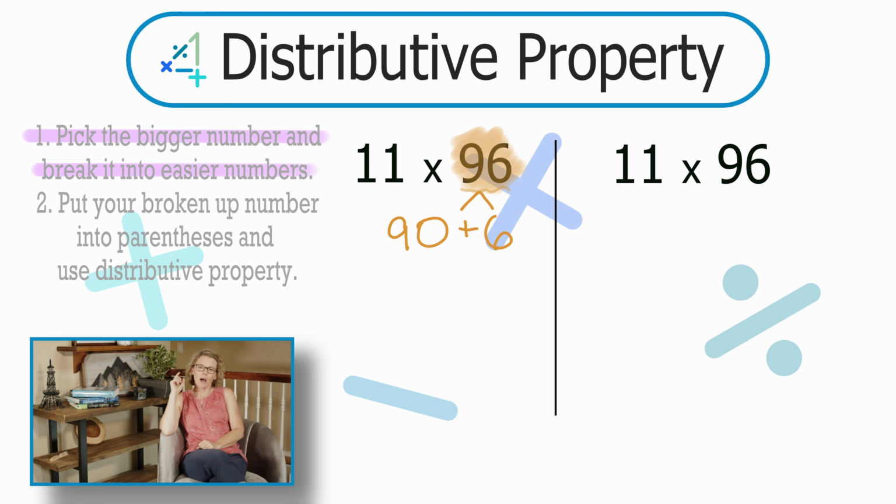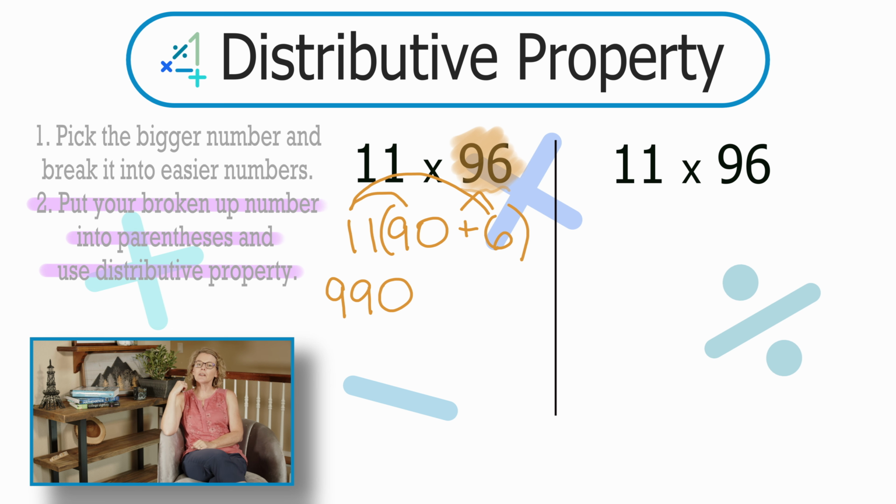Here's where we're at. 11 times quantity 90 plus 6. 11 times 90 equals 990. 11 times 6 equals 66. Now we have 990 plus 66. To do this in my head, I will add 10 to the 990 to get to 1,000, a very nice, easy number. That took 10 of my 66, so now I have to add 56 more. 1,000 plus 56 is 1,056.